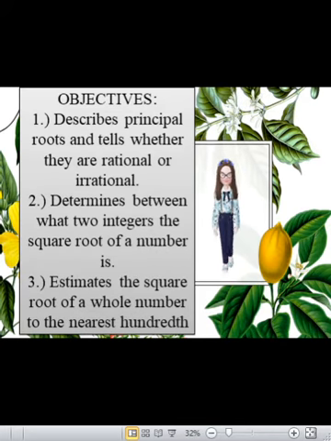Okay, so to continue, we have three objectives. First is to describe principal roots and tell whether they are rational or irrational. Second, determine between what two integers the square root of a number is. Third, estimate the square root of a whole number to the nearest hundredth.